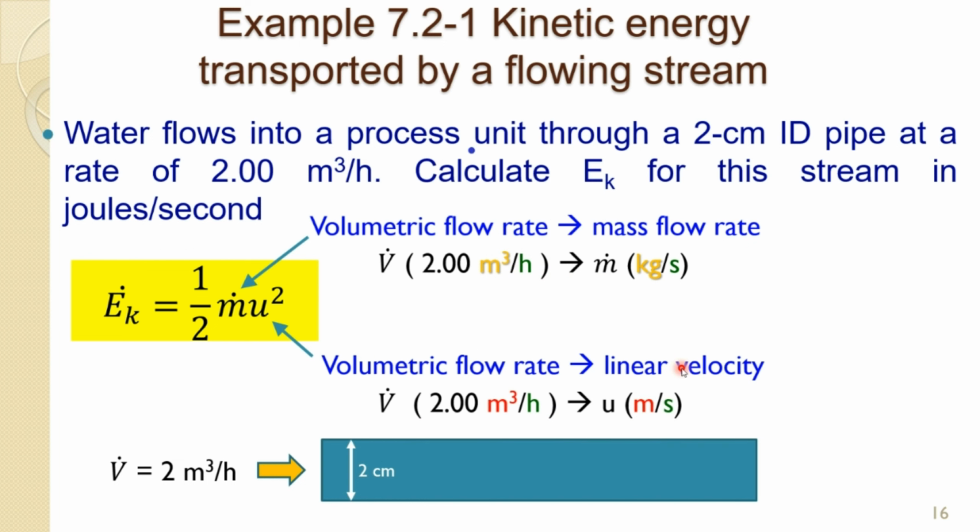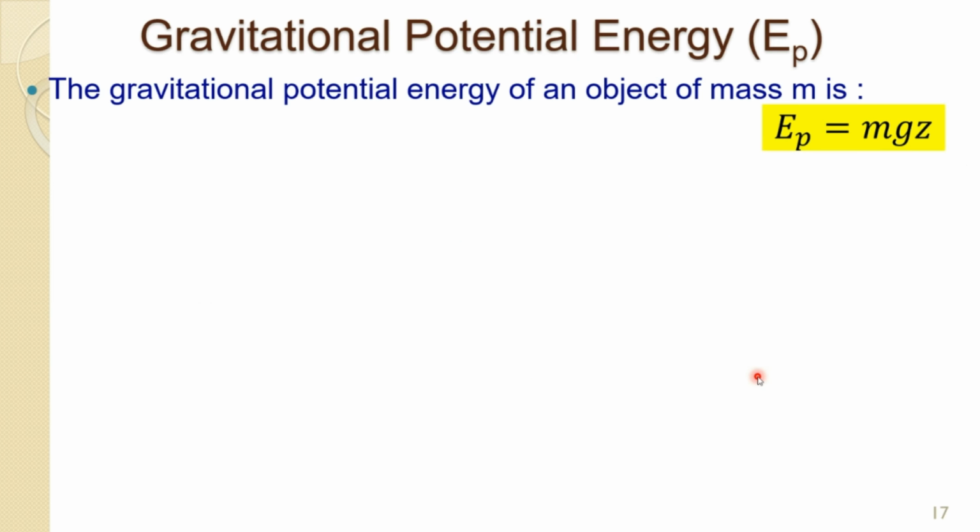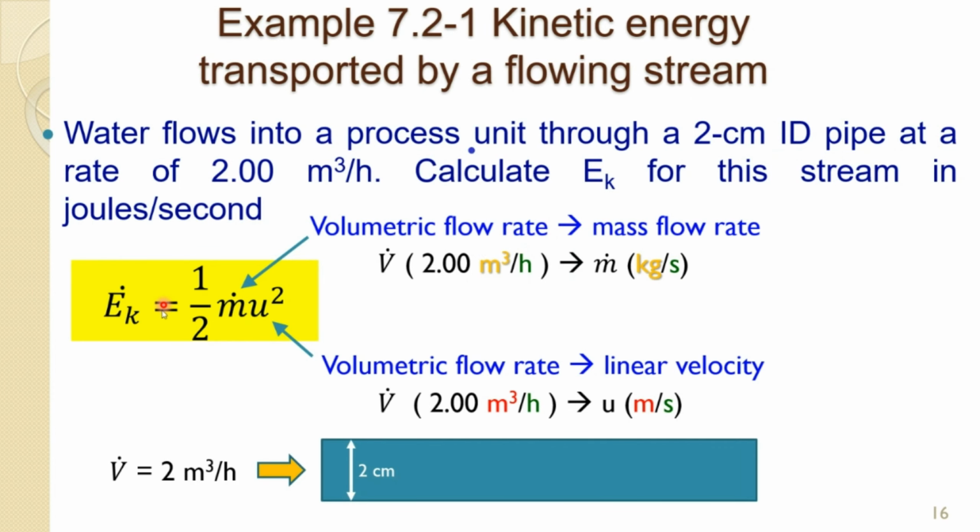So what can you do? Can you transfer cubic meter per hour to meter per hour? Yes, you can, because you know the diameter of the pipe, right? You just divide this by pi r square, and you can get the linear velocity. As a result, you will know the kinetic energy, how much kinetic energy is required for this process.